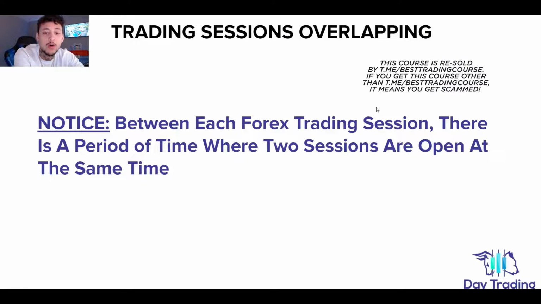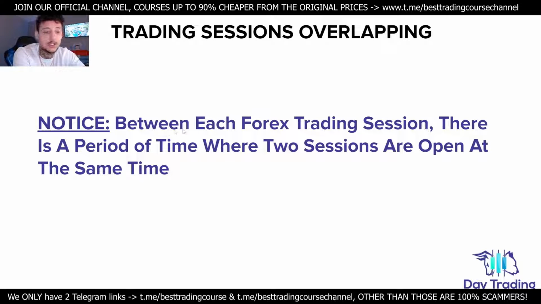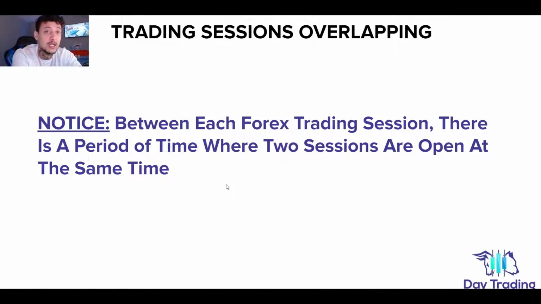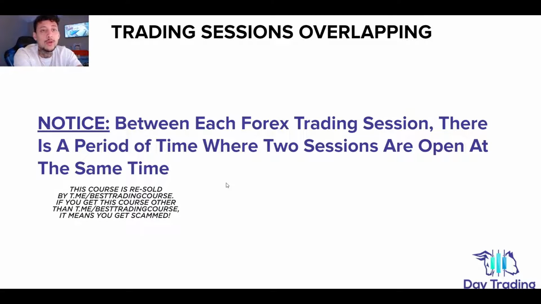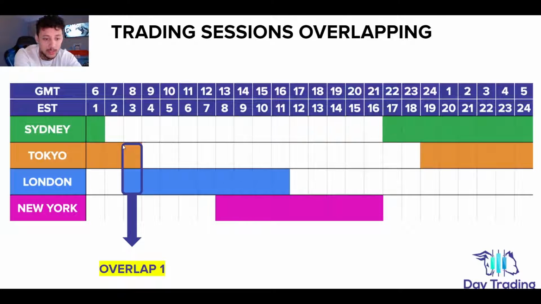So now let's look at the overlaps in the trading sessions. Notice how in between each Forex trading session there is a period of time where 2 sessions are open at the same exact time. What we call these are crossovers, and you're going to see way more volume in these crossovers because 2 trading sessions are active at the same time. Now, here is the first crossover, or the first overlap, which is going to be the Tokyo and London session, which starts at 3 a.m.